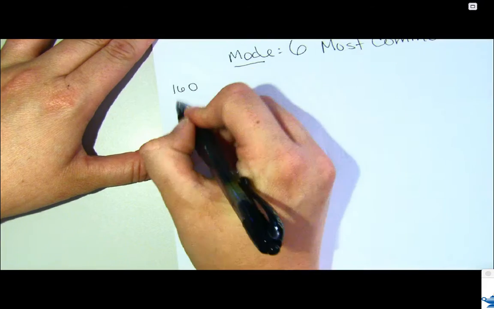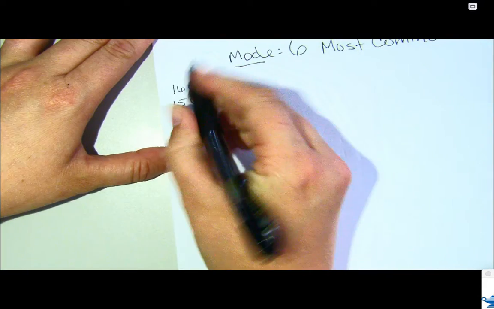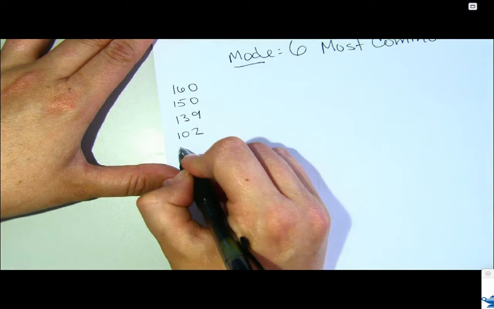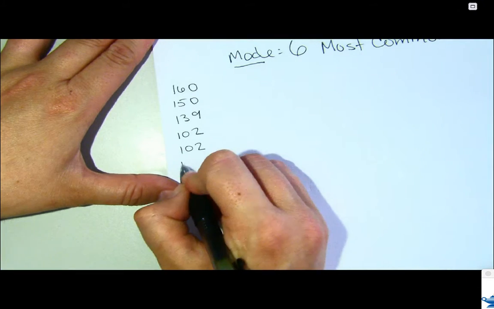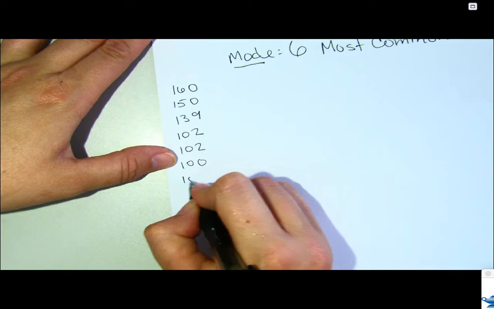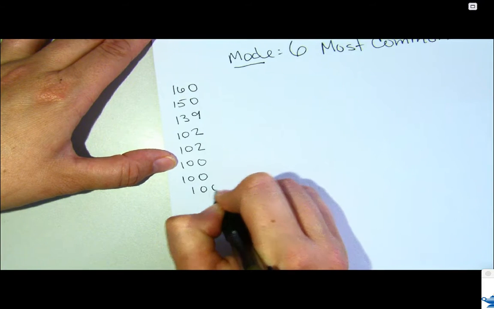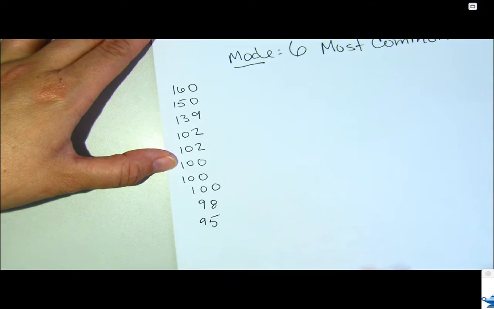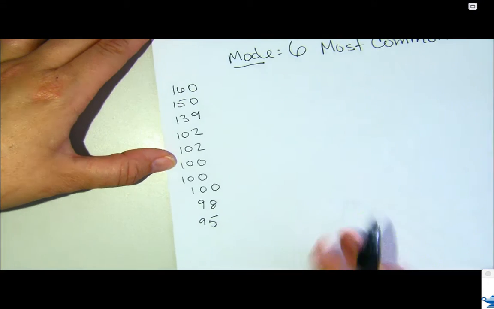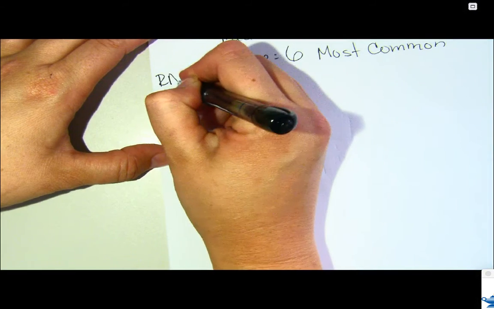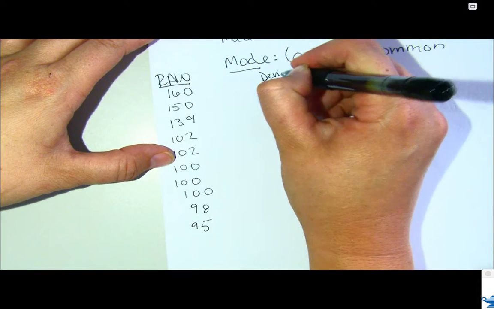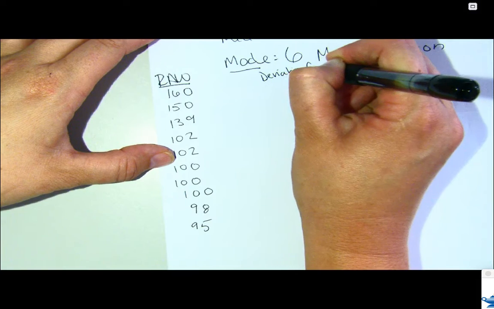160, 150, 139, 102, 102, 100, 100, 100, 98, 95. Okay? So this is your raw data. Then you're going to find your deviation from mean.